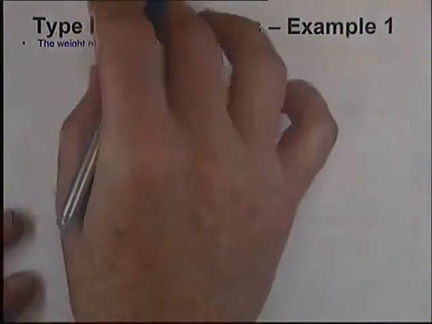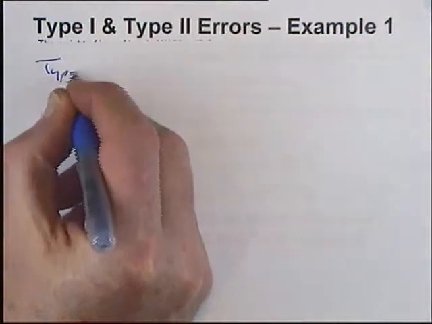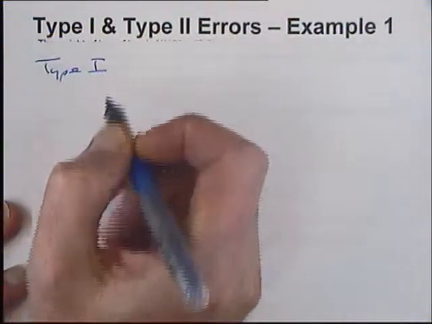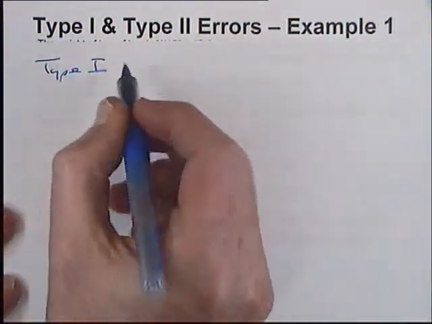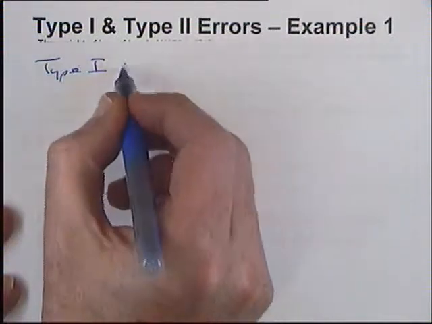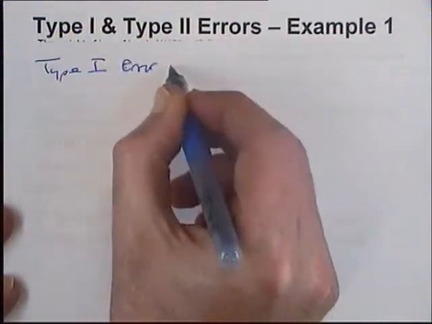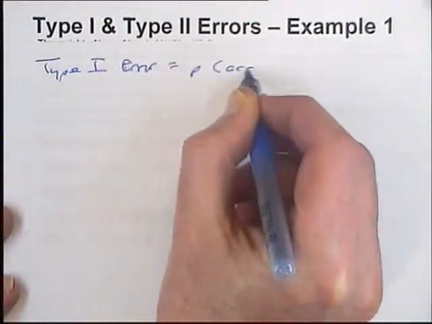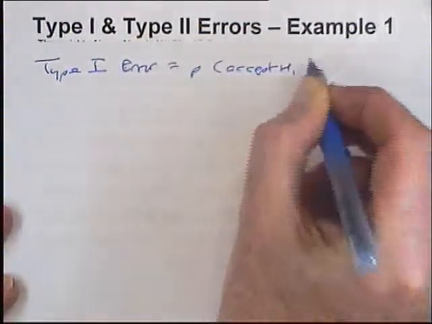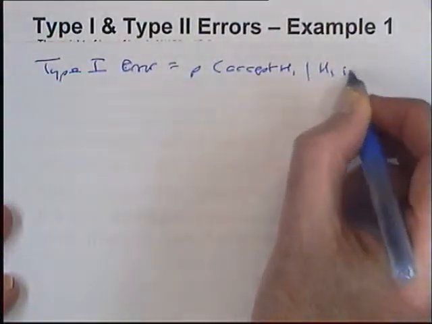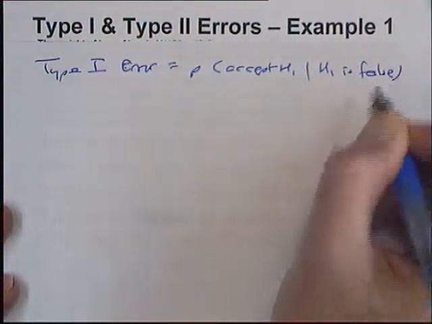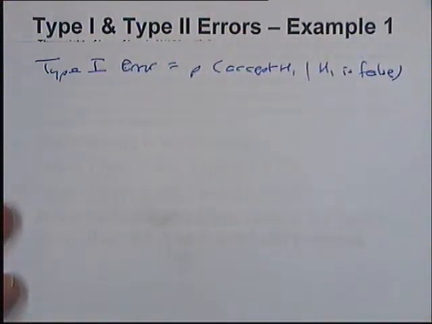Right, last lesson we started looking at type 1 and type 2 errors. Can somebody who was here last time remind us, first of all, what is a type 1 error? Rob? When you accept H1. Yeah, it's the probability you accept H1 given that H1 is actually false. It's when you accept H1 when you shouldn't.